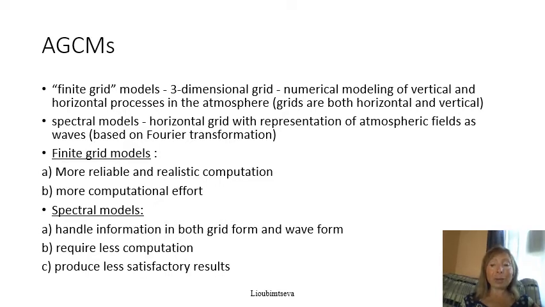Today, the computational power is sufficient to support the most complex, the most computer-demanding climate models. And so we will be talking in this class only about finite grid models, which come from different climate change centers around the world, and we will be working with the results from the top 20 models that are selected by the IPCC as the most reliable models.